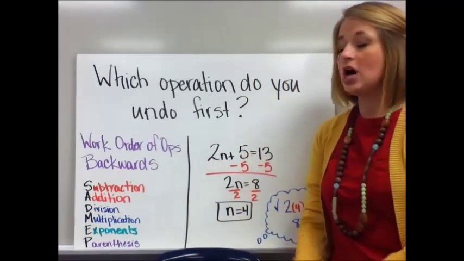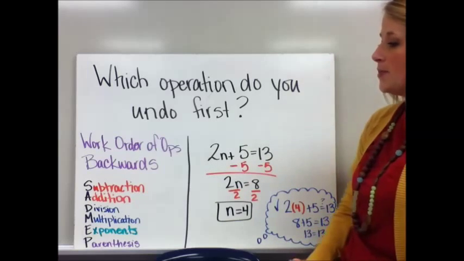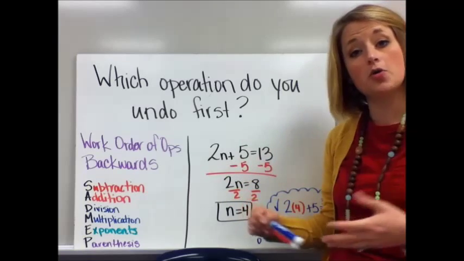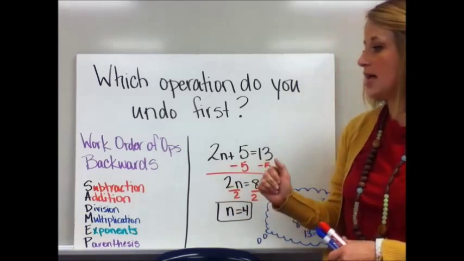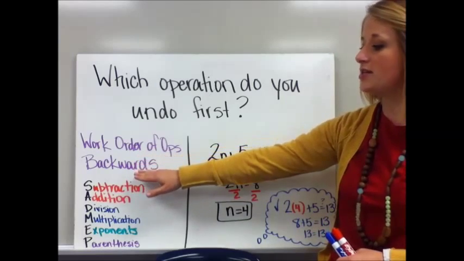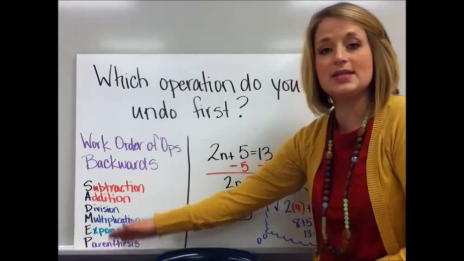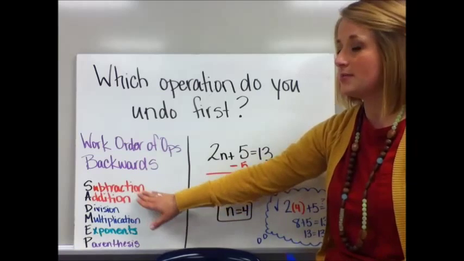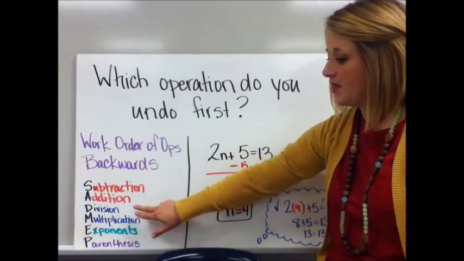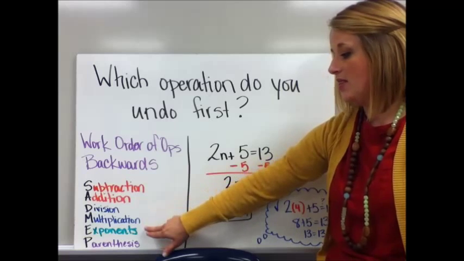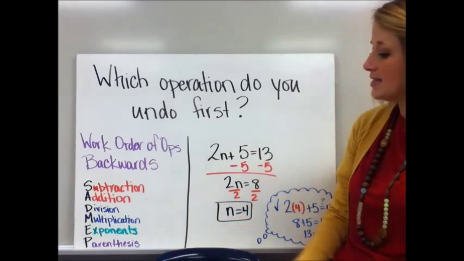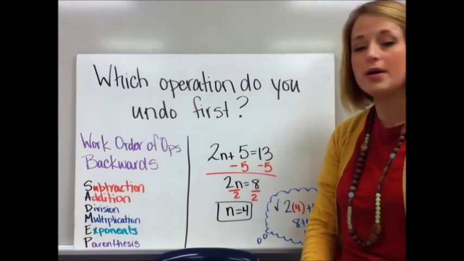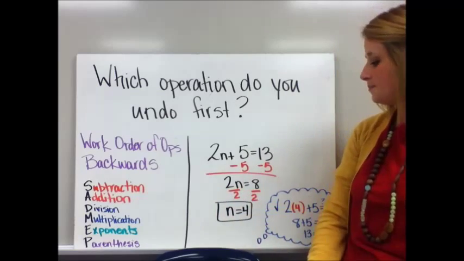So the question is, which operation do you undo first? If you'll remember when we did solving equations with integers, I kind of gave you a basis for solving equations in general on that first or second slide. You're going to work the order of operations backwards. It's read SADMEP instead of PEMDAS. You're going to undo either the subtraction or the addition first, then the division or the multiplication, then exponents, then parentheses. Like I said, you're not going to see equations with exponents and parentheses in 7th grade. That will come in 8th grade Algebra 1 and beyond.